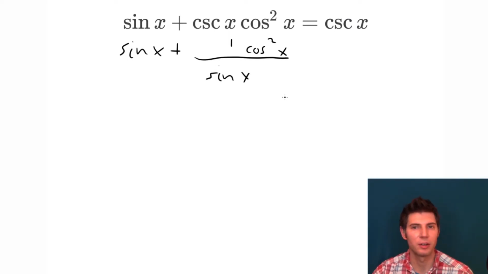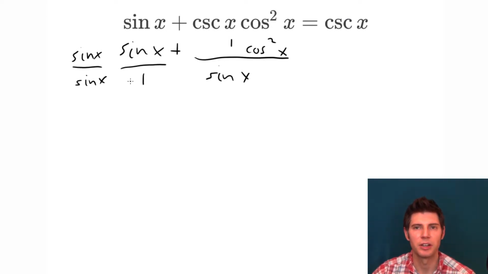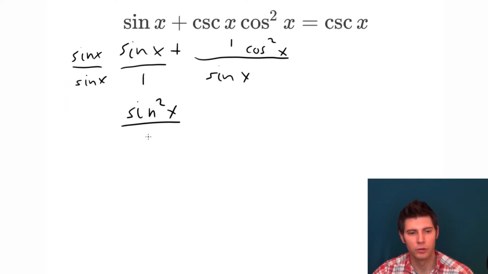So now on the left side we have 2 terms. On the right side we have 1 term. So we're going to want a common denominator. In this case it's going to be sine. So we multiply top and bottom of the left side one by sine x. Sine x times sine x is sine squared x over sine x plus cosine squared x over sine x.